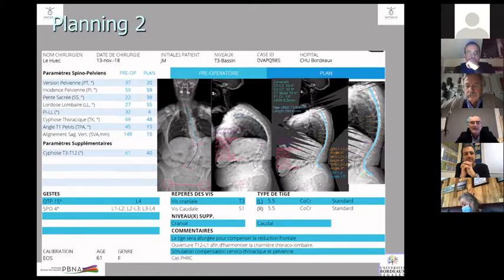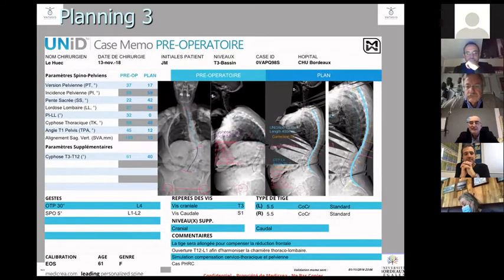So finally, we did the PSO at the level L1, where the kyphosis was, because there was no kyphosis at all between L4 and S1. So we have to treat really the patient. Each patient is a problem, and we have to analyze the balance, and then we propose a solution.